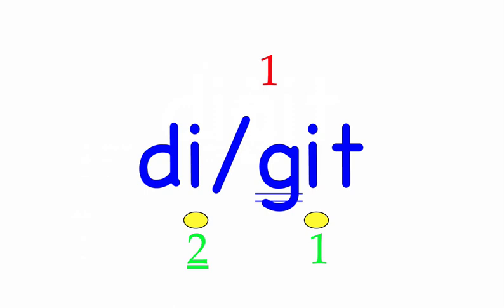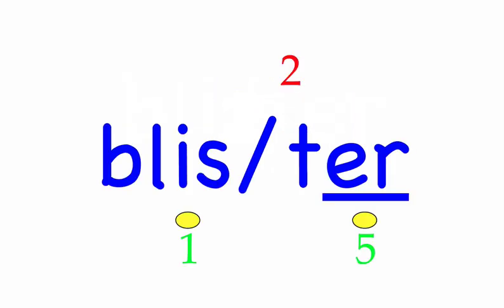Blister. I got a blister on my foot. Blister. Bliss, 4 sounds, b, ul, I, s. Ter, 2 sounds, t, er. Blister. Mark the word. Blister.